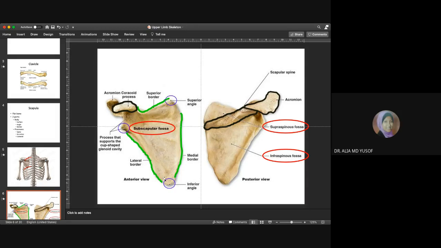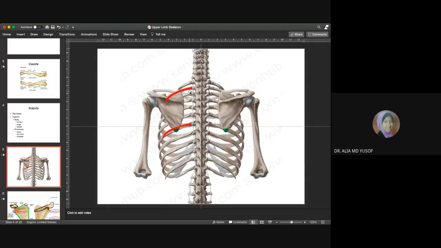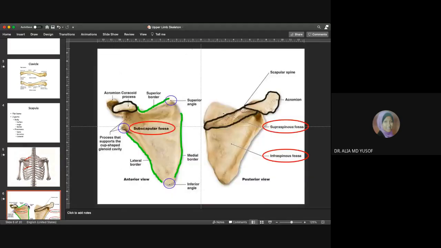Okay, scapula has two angles, superior angle, inferior angle, and it has three borders, superior border, which is perpendicular, dia sama level dengan T2 vertebrae or T2 vertebra or second rib, and the inferior border, which is perpendicular to T7 vertebra ataupun ribs number 7. Okay, alright.